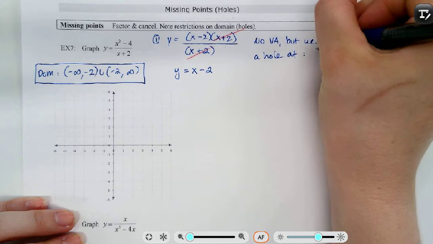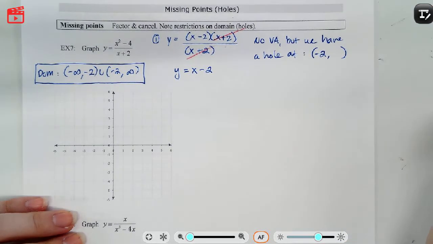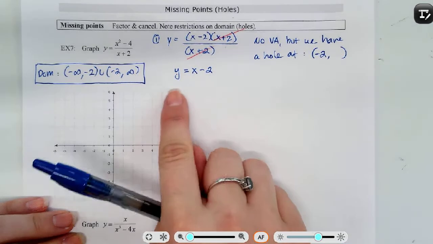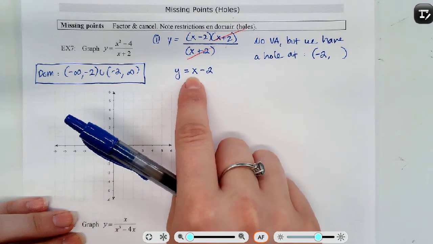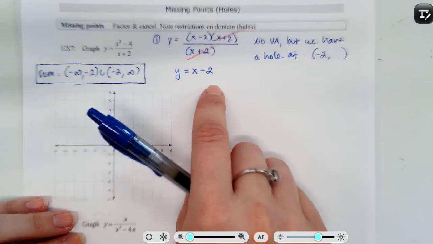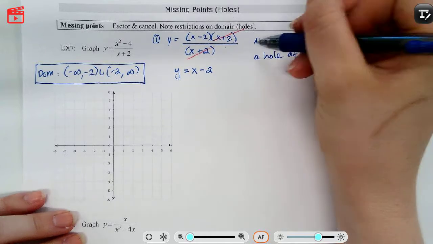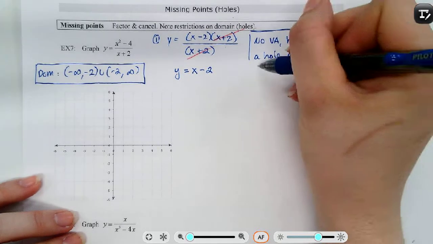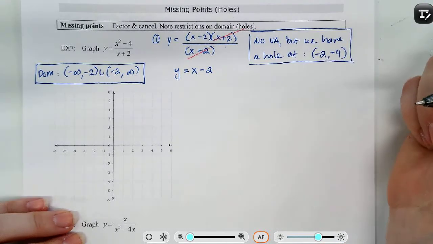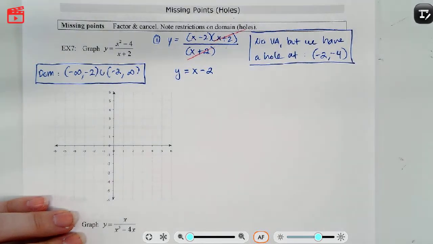Okay, we have to figure out what this point is. We know that the x value is negative 2. How do we find the y value? Well, we have our equation right here. Y is going to equal the x value minus 2. So negative 2 minus 2 will be negative 4. So there we have a hole at negative 2, negative 4. Okay, let's go ahead and find our intercepts.